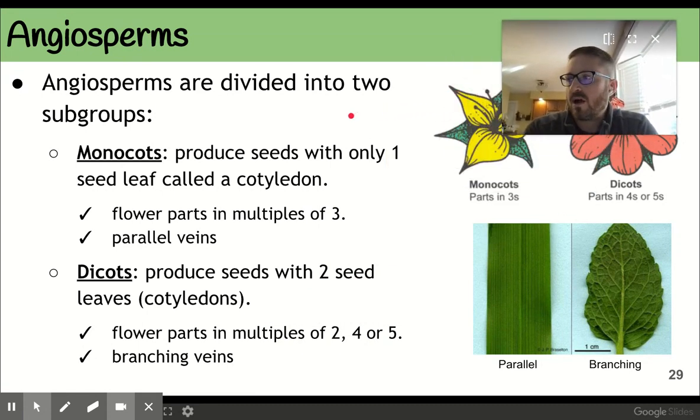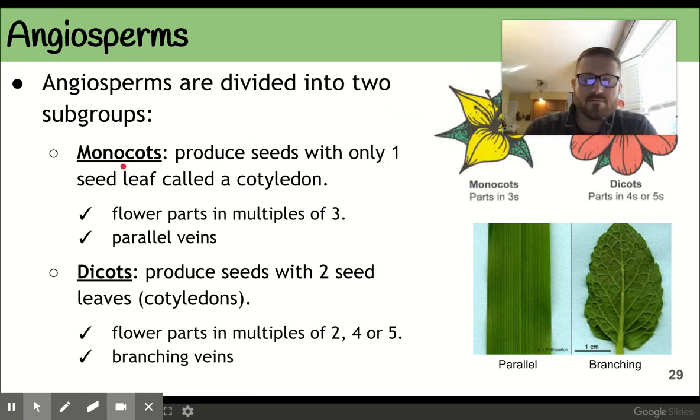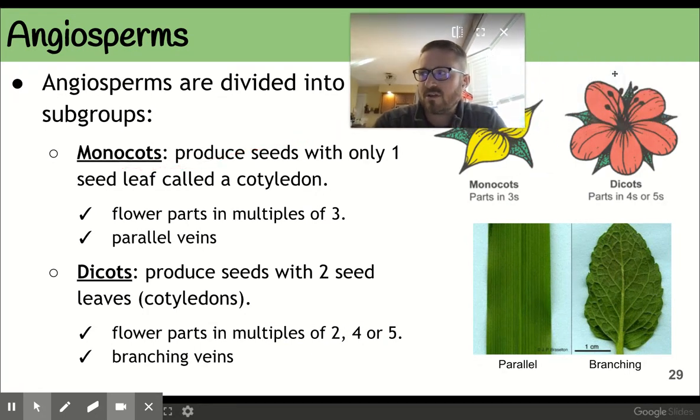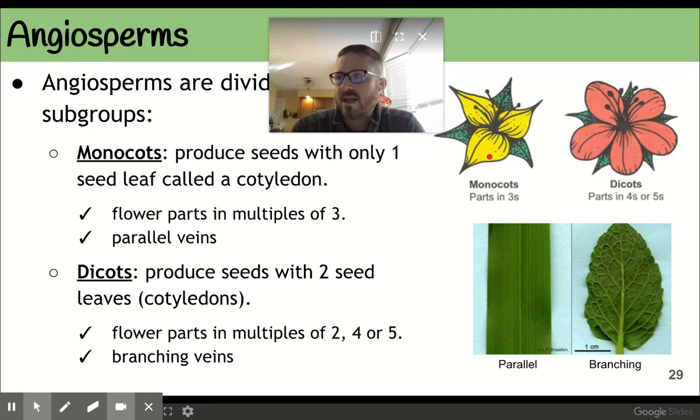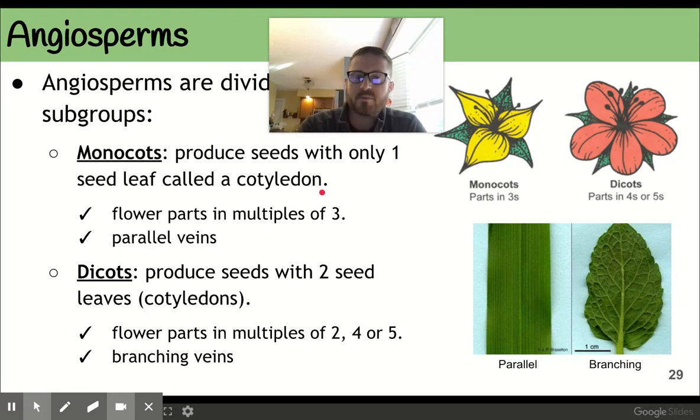One of these is called the monocot group. Monocots have only one seed leaf, or what we call a cotyledon. I'm going to show you a picture on the next slide of what a cotyledon is. But the little baby embryonic plant inside of a seed, if it only has one leaf, it is considered to be a monocot. Mono means one.